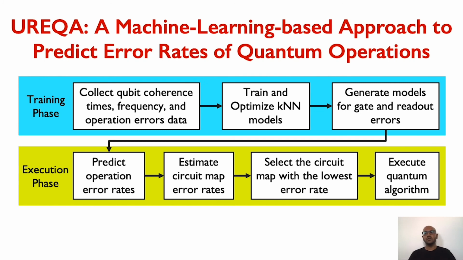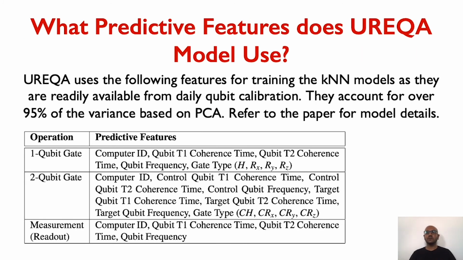In terms of the predictive features, UREQA uses the features that are listed in the table over here. For example, for the two qubit gate errors model, UREQA uses the computer ID, the frequency, T1 and T2 coherence times of both the control qubit and the target qubit, as well as the gate type. And similarly, it uses the corresponding features for one qubit gate errors and the readout errors models as well.